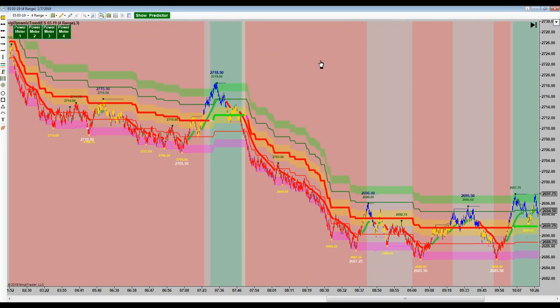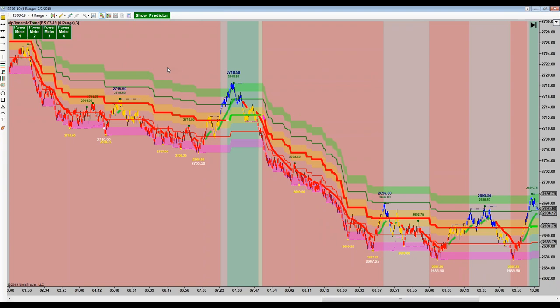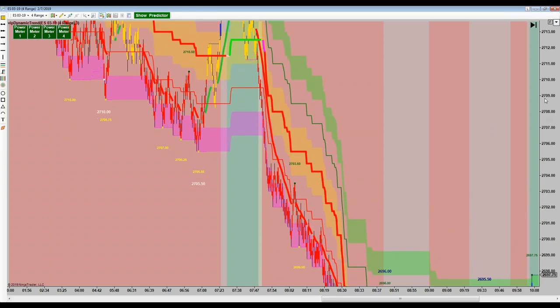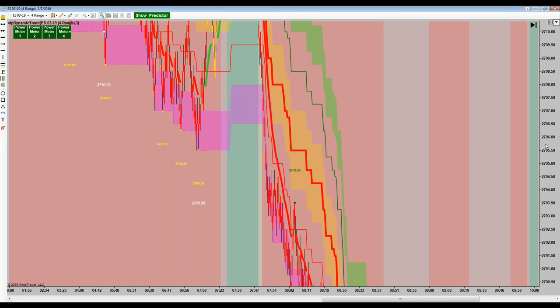And what you're looking at here is, of course, we're connected to the data feed to our NinjaTrader brokerage. This is the E-mini S&P futures contract. Each point on here is worth $50. And between each point, there are what's called four ticks. Okay, so tick one, two, three, four, and then you get another point, and each tick is worth $12.50.